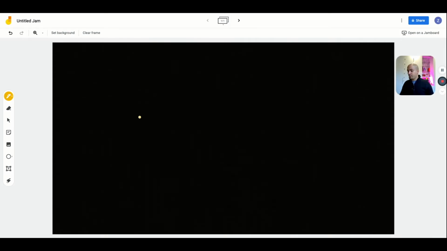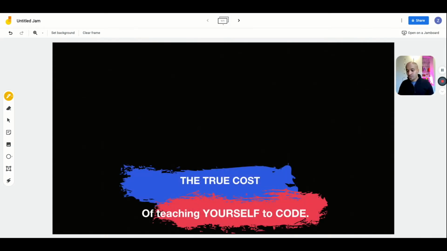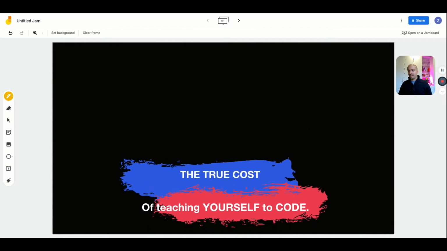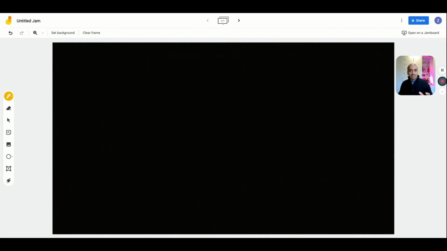I've got a little Jamboard. And today I'm going to talk to you about the true costs of learning to code. There are 3 currencies that I think are at the heart of what we try and spend. And when I say currencies, I mean literally the currency. These are things we spend in order to get something in return.